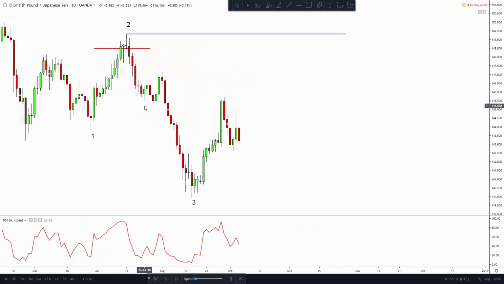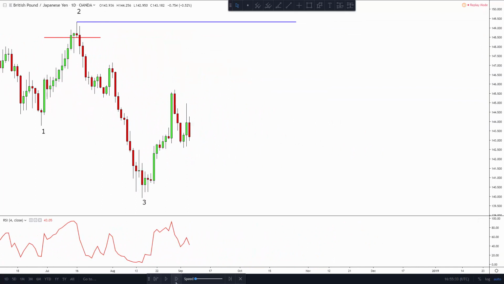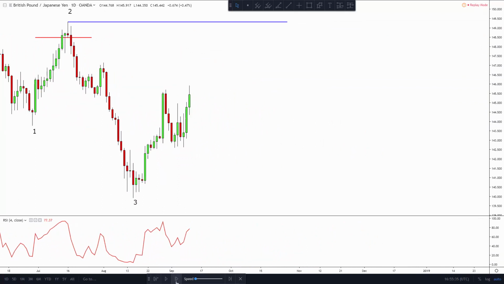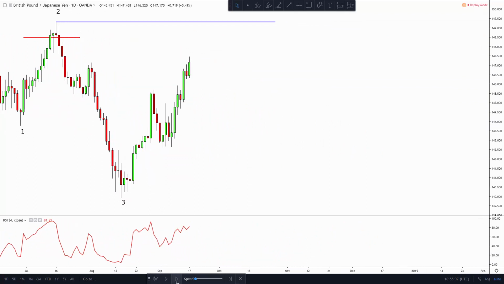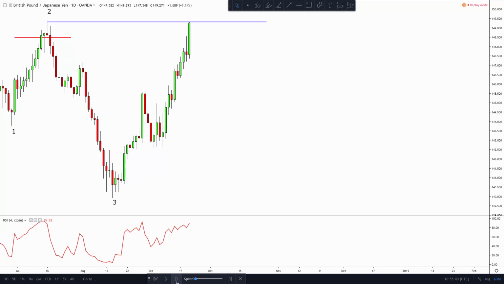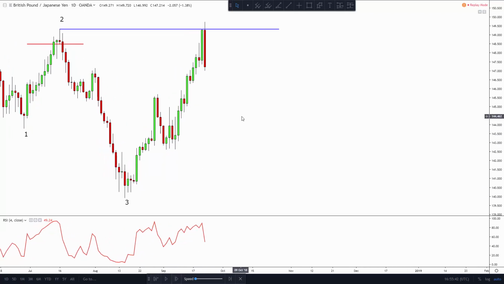Let's fast forward price to see what happens if price reaches that area. In the moment that price touches the level of high number 2, price creates a fractal candle showing a slight shift in volatility, and with the obvious intent to the downside. Observe how this candle is larger than the previous candles.